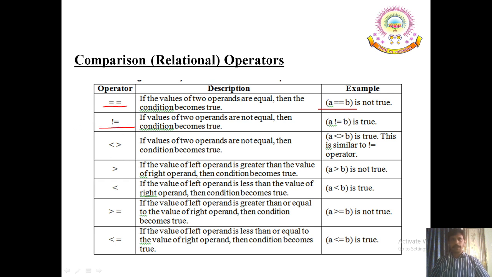Then not equal to operator used to find whether A is not equal to B or not. If A is not equal to B, the result is true. If two operands are not equal, then the condition becomes true. Not equal to operation can be performed using two different operators like this: exclamation mark equal to, or less than greater than symbols. Both are the same operators. Then greater than, if the left hand operand is greater than the right hand operand, the result is true. We know this. Then less than operator, greater than or equal to operator, and less than or equal to operator. These are the common kind of operators we use in every programming language.